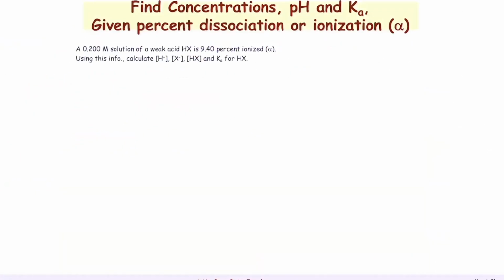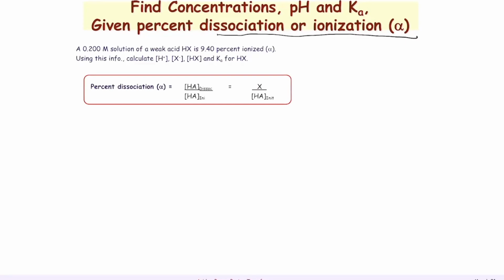Okay, find the concentration, pH, and Ka given the percent dissociation. Percent dissociation, or the percent ionization, tells you what percent of the chemical actually goes and breaks apart. If you've got 100 and only 3 will dissociate, then the percent dissociation is 3%. If you've got 100 and only 7 will ionize, then the percent dissociation is 7%. That's the percent dissociation, and that's what you see right here. It's the amount that ionizes divided by the initial times 100 if we're going to get a percent.